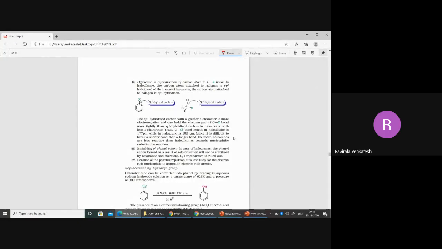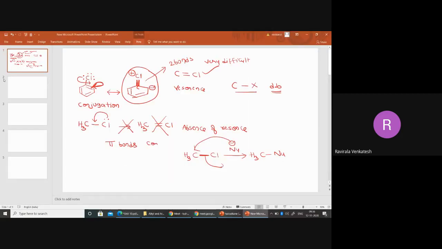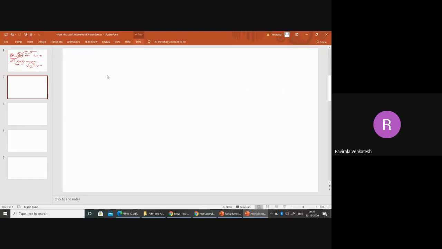Second reason, if you go to the next page: difference in the hybridization of the carbon in the C-X bond. Now, when you observe here, what type of bond does the carbon-X have? I'm writing here in alkyl halides, CH3Cl. Now, this carbon has which type of hybridization? sp3. Very good. This is sp3 because of the single bond, and because of the double bond here, that carbon will have sp2 hybridization.